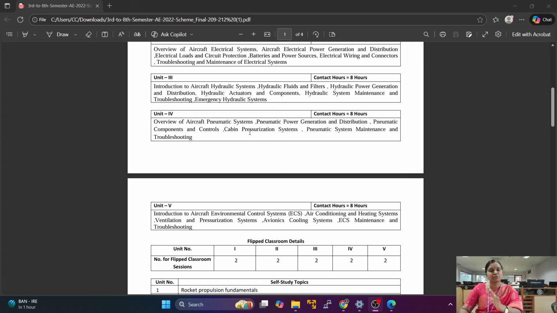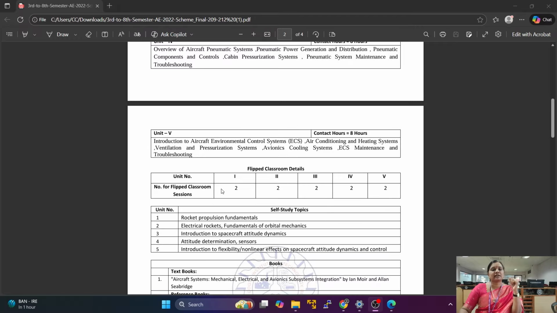not only covers your pneumatic systems but also deals with maintenance, the types of maintenance, which is offered by the ground staff or ground supporting staff, who are responsible for the troubleshooting or maintenance. So these things are covered in the fourth unit.